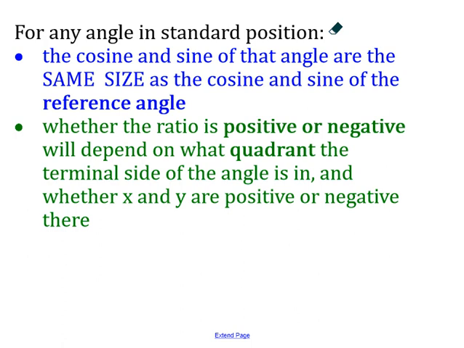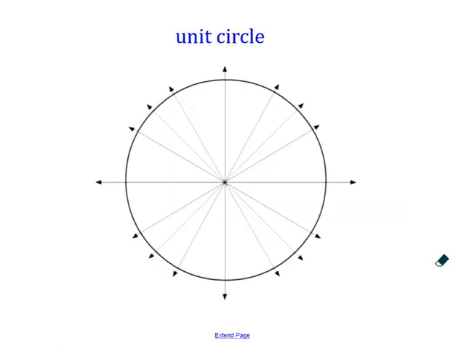It could be 120, it could be 375, it could be negative 5,000. If I put it in standard position, the cosine and sine of that angle will be the same size as the cosine and sine of the reference angle. Whether it's positive or negative will depend on what quadrant the terminal side of the angle is in, and whether the x and y there are positive or negative, because x and y relate to our opposite and adjacent. So let's take a closer look at that just to refresh.